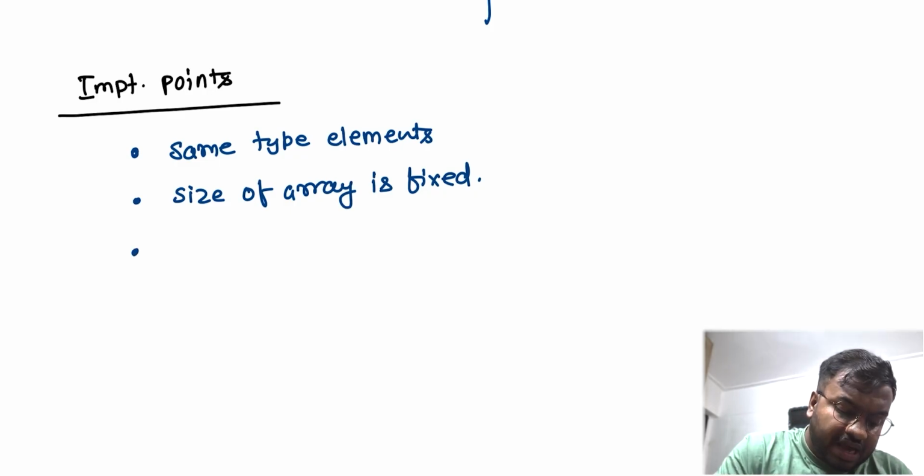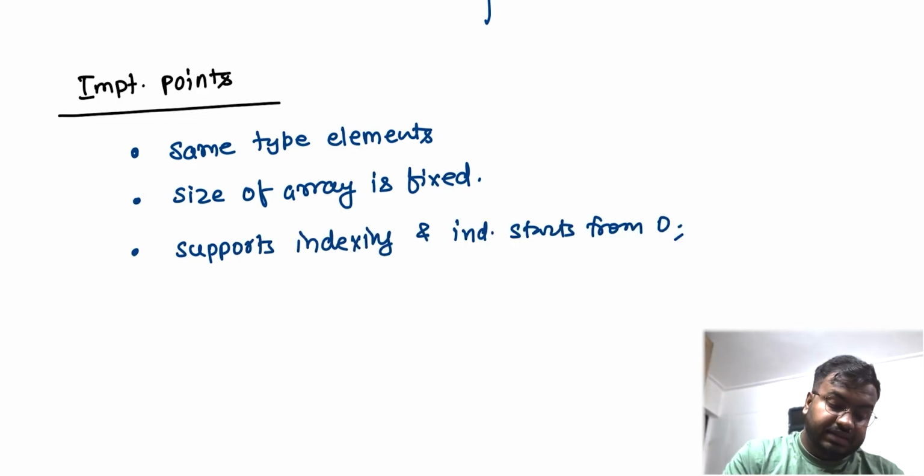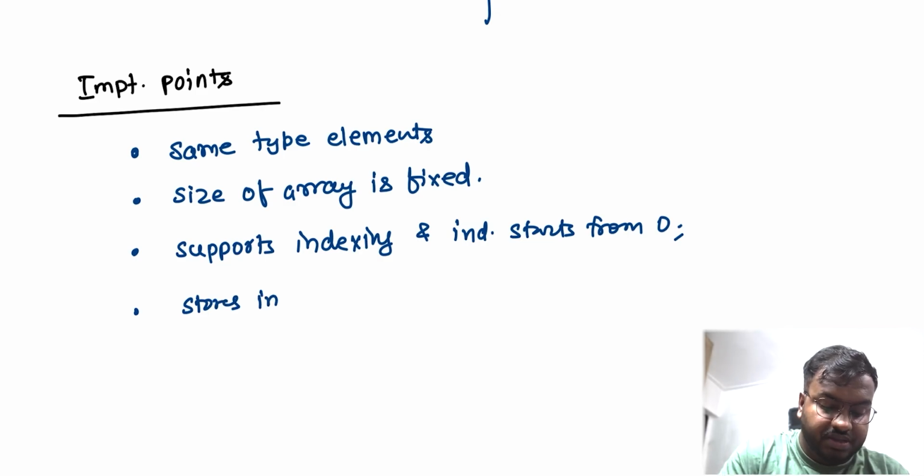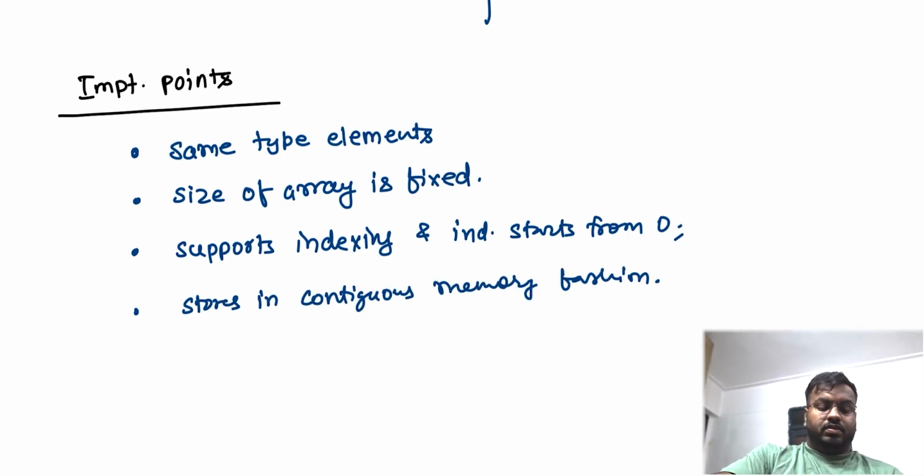Next point to keep in mind is that it supports indexing and indexing starts from 0. And one more important point: it stores the data in contiguous memory fashion. So these were the important points regarding arrays which you have to keep in mind. I hope this is clear to everyone.